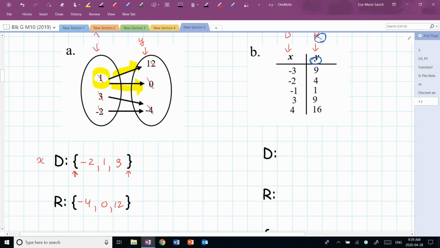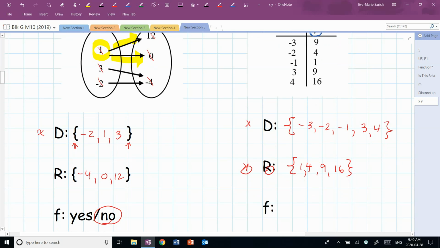So let's list our domain. The domain is our x values, and we have to go from lowest to highest. This has been listed lowest to highest for us, so just simply put in these discrete values: -3, -2, -1, 3, and 4, lowest to highest in the curly brackets. The range is the y values. Again, tail hanging down, tail hanging down. In the curly brackets, lowest to highest. So 1 is first, then 4, then 9, and then 16.